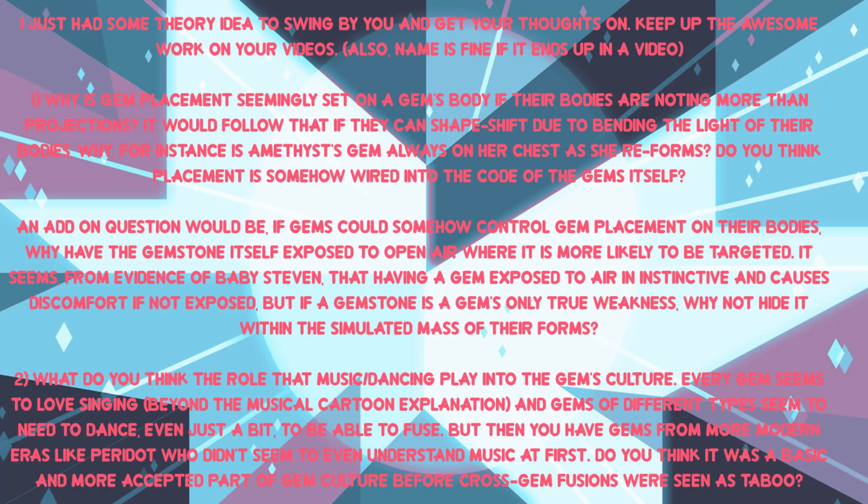There was a bit of an add-on to that question. If gems could somehow control the gem placement on their bodies, why have the gemstone exposed to open air where it is more likely to be targeted? It seems from evidence of baby Steven that having a gem exposed to air is instinctive and it causes discomfort if not exposed. But if a gemstone is a gem's only true weakness, why not hide it within the simulated mass of their forms? Well, again, they can't.